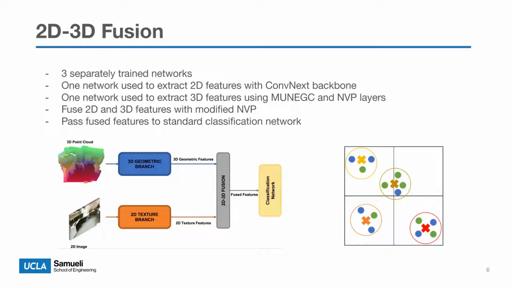Then a one-by-one convolution is used to match the feature size of the 2D and 3D features. Once they have the same feature size, they're fused with another modified nearest voxel pooling step where the 2D and 3D feature averages are concatenated for each centroid. Lastly, these fused features are passed to a final classification network.